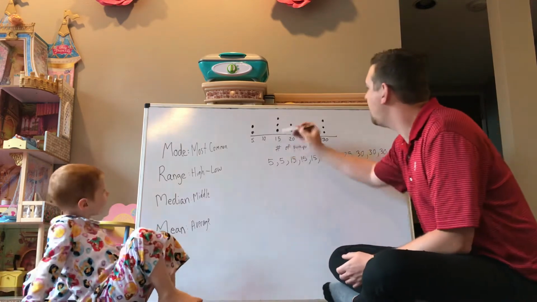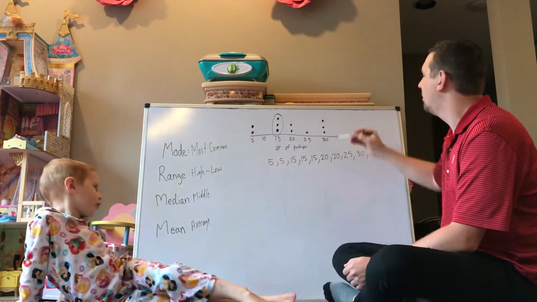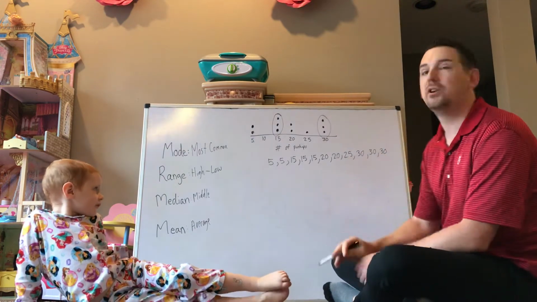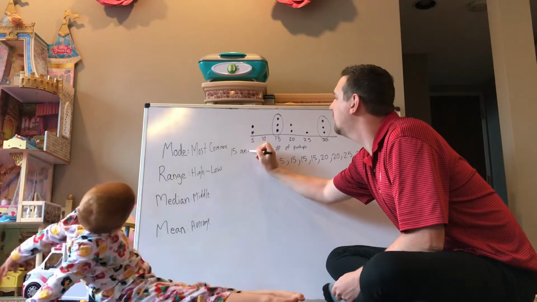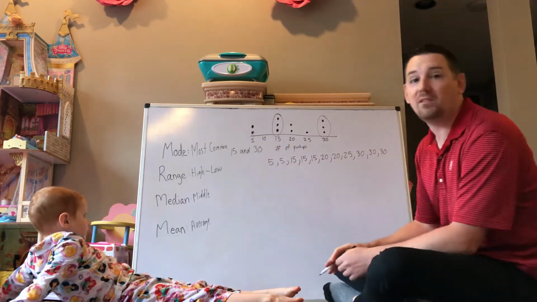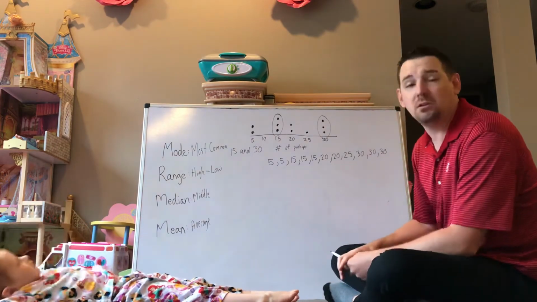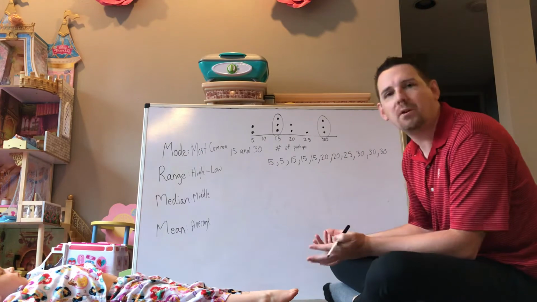15. 15 has 3 dots. Is there any other one? 30. So there's 2 modes. 15 and 30. Because they're the most common. It's okay to have 2 modes. It's also okay to have no modes. If they all were 1, then that would be no mode.